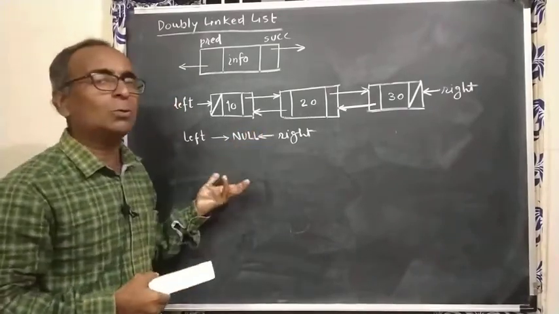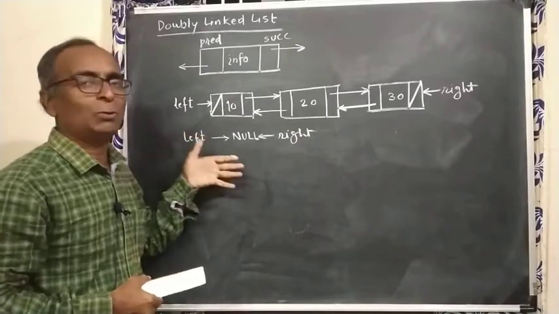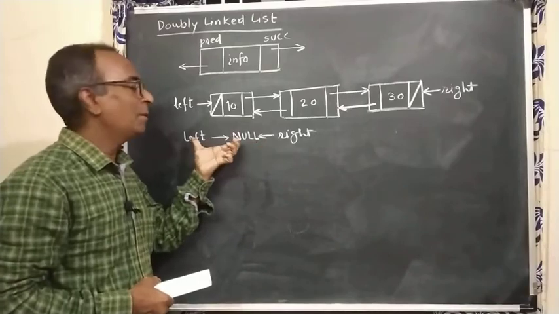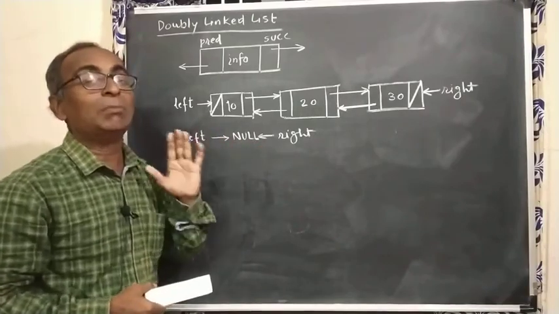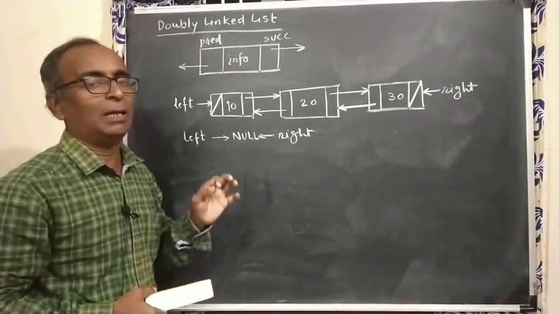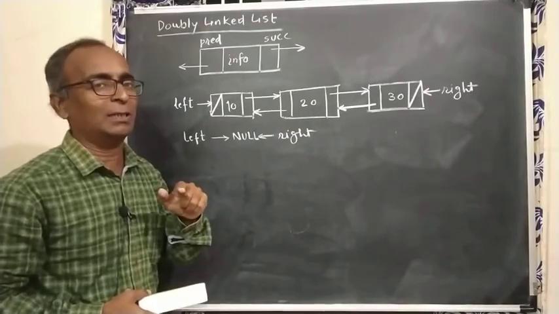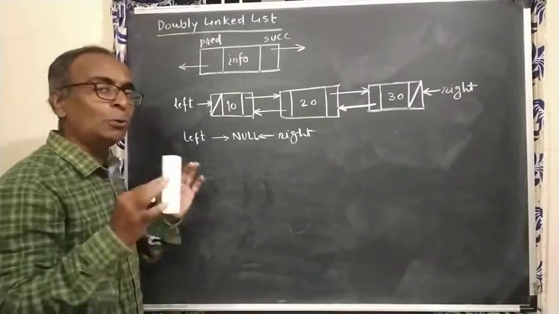That is, there is no node, because there is no leftmost and no rightmost, which means there is no node. So this is the condition for an empty doubly linked list: left or right is null. I am saying "or" here, because what will be the one node condition?